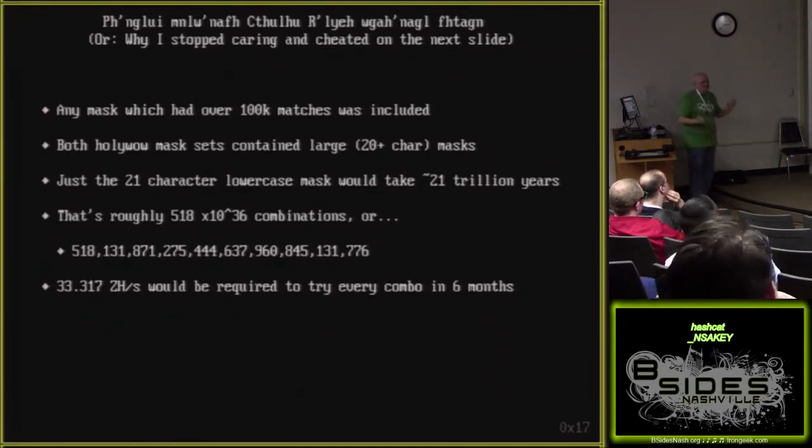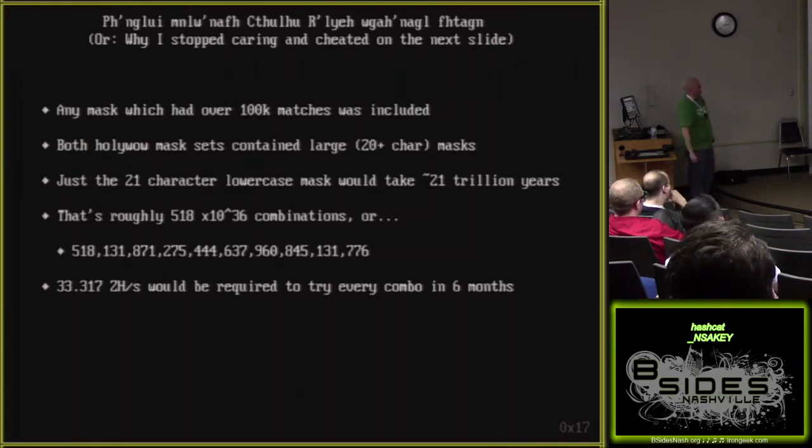Oh, this was mask sets. I basically said screw it, kind of like I did with Combinator. I took any mask set that had over 100,000 matches and dumped it in a file. Like I said there, I had a bunch of 20 plus character masks. All of those were like 20 lowercase, 21 lowercase. If the math notation is wrong, Ranger Z is right here. Please pelt him with rotten fruit.